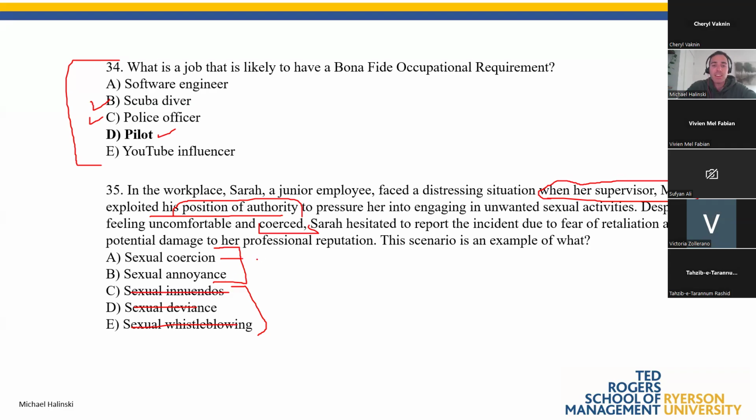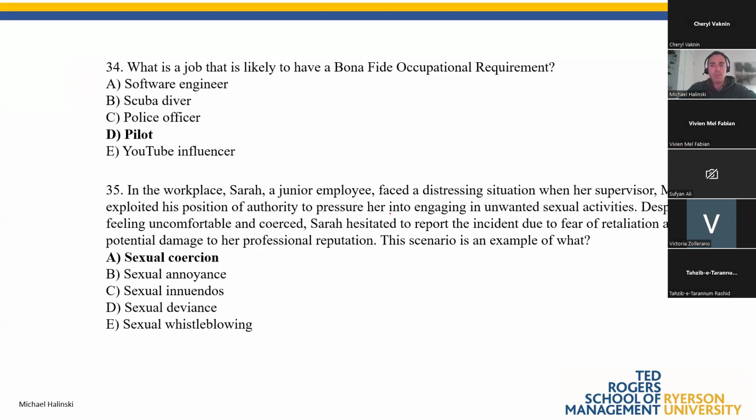The difference: sexual coercion is when somebody exchanges sexual activities for tangible job benefits. That is typically, not always, but typically associated with someone with authority. Your manager, somebody who does scheduling, somebody who can give you some type of tangible benefit for the unwanted sexual activities. So anytime we're dealing with a supervisor, that's going to be coercion, especially when they say coerce and using their authority.